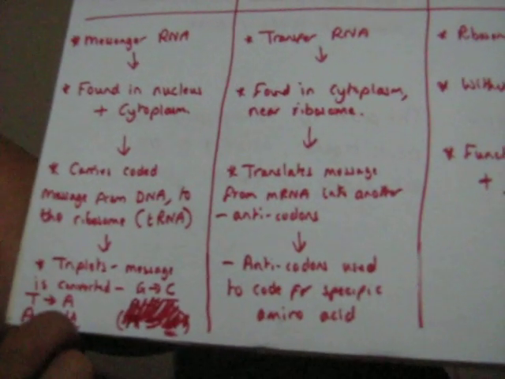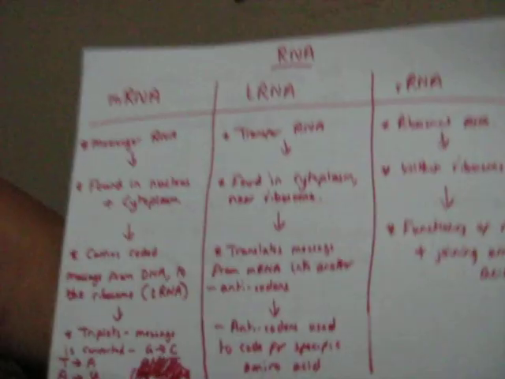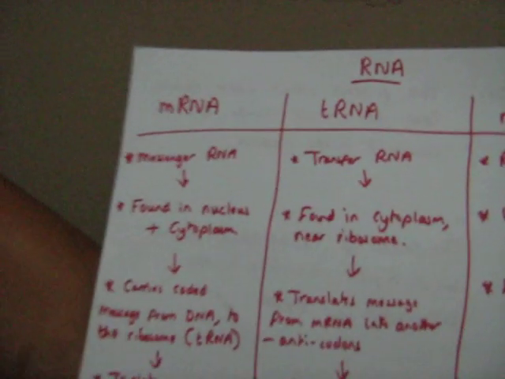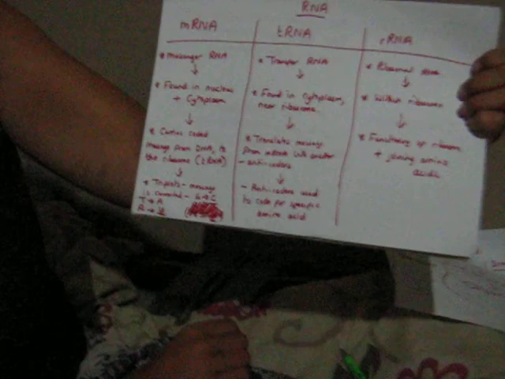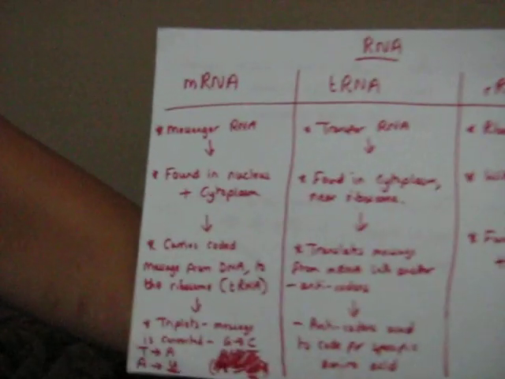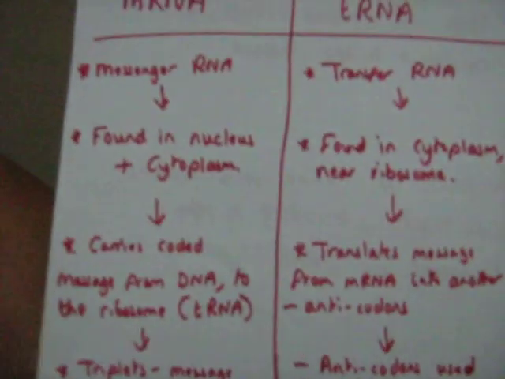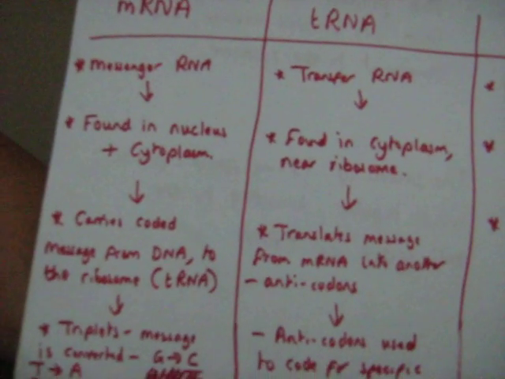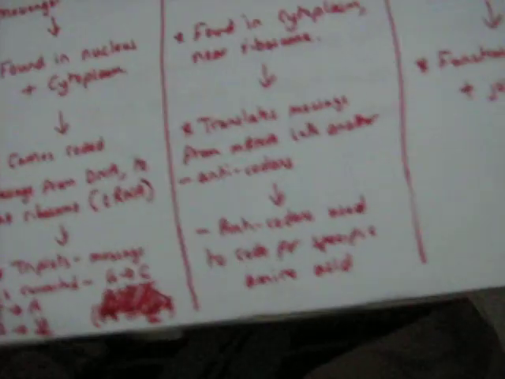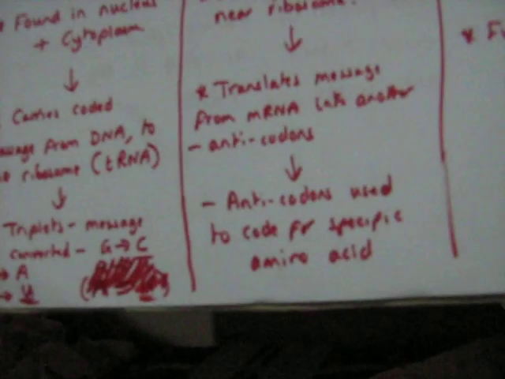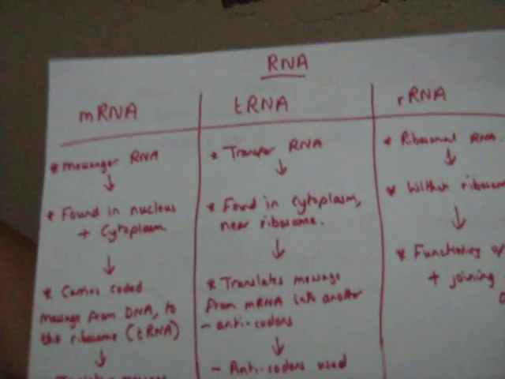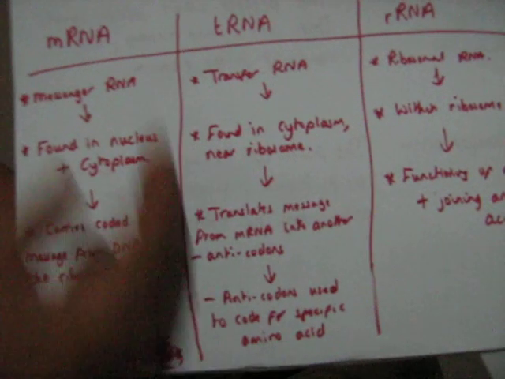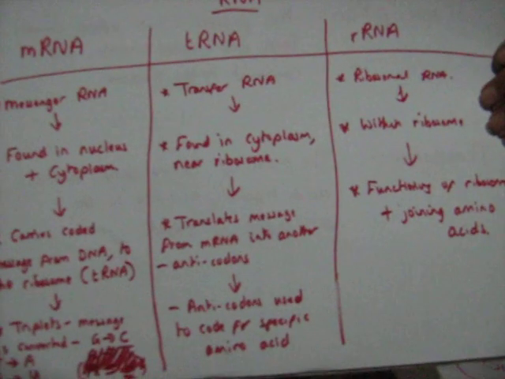Hope that makes sense. When we look at tRNA, this stands for transfer RNA. This is found in the cytoplasm near the ribosome, where proteins are made. tRNA translates the message from mRNA into another coded message, made up of anticodons. They're just the opposite of what the mRNA has carried, opposite codons. These anticodons are then used to code for specific amino acids. So each triplet that comes along is given anticodons by tRNA, which codes for one specific amino acid.